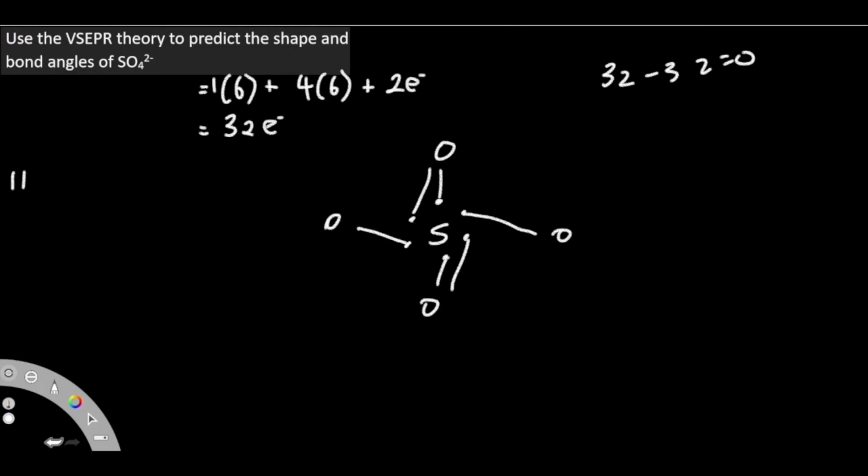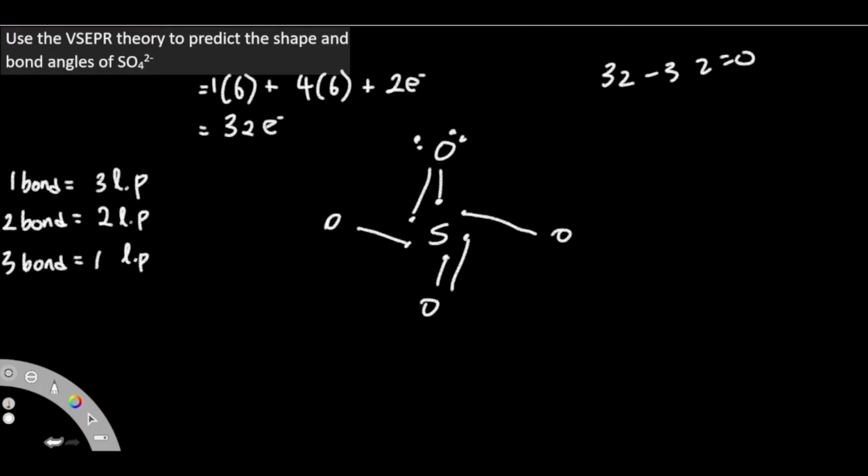we have 1 bond, 2 bonds, and 3 bonds. If there are 3 bonds, then you only have to do 1 lone pair. If you have 2 bonds, you have to add 2 lone pairs. If you have just 1 bond, then you have to add 3 lone pairs. So this one here is 2 bonds, so we'll add 2 lone pairs here. This one here is a single bond, so we'll add 3 lone pairs here, add 2 over here, and 3 over here.